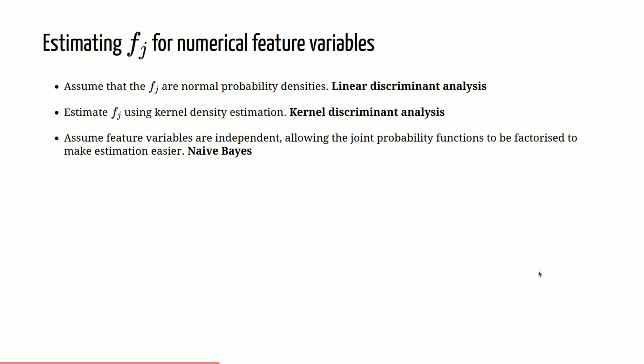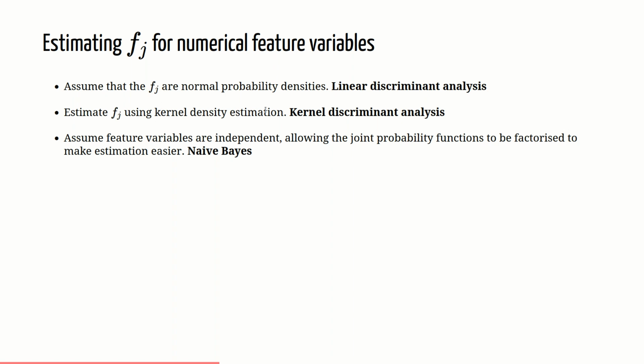So that's how we estimate the prior. To estimate the F's, which are the conditional probabilities of the features given the class, we can do a number of different things. And each of the different ways that we estimate these things gives rise to a different model. So the first model we're going to look at is linear discriminant analysis, where we assume that the FJs are normal probability densities.